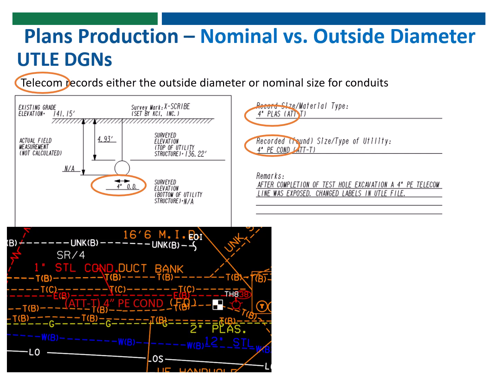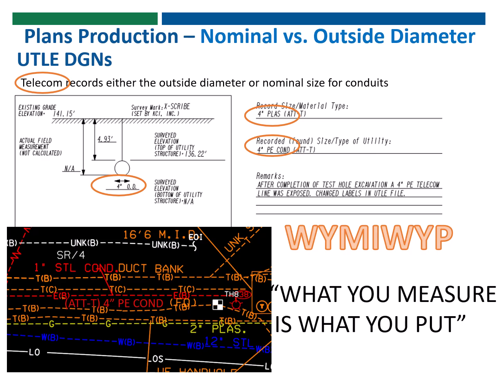AT&T 4-inch PE conduit. And a good way to remember this is by using the acronym WYM-WYP. And what does that mean? That means what you measure is what you put. So for telecom, what you measure is what you put in the DGN file.